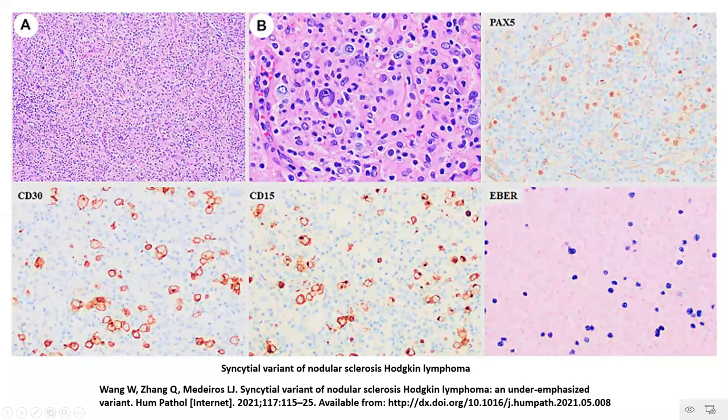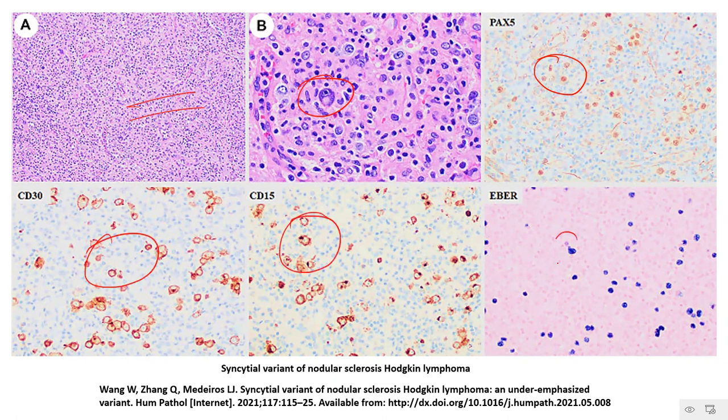This is another case of a syncytial variant of nodular sclerosis Hodgkin lymphoma, again showing the sheet-like effacement of the architecture, your atypical Hodgkin-like cells, which show a weak nuclear positivity of PAX5, just like a classic Hodgkin lymphoma cell, strong positivity for CD30 as well as CD15, and positivity for Epstein-Barr virus-associated encoded RNA on in-situ hybridization.